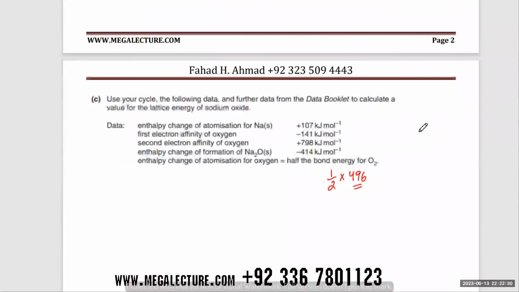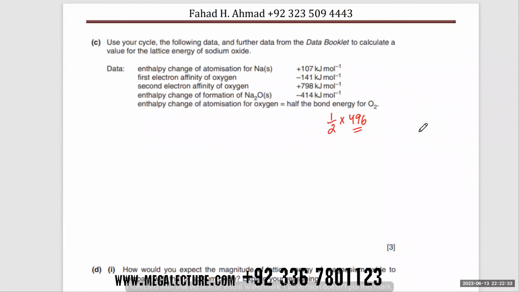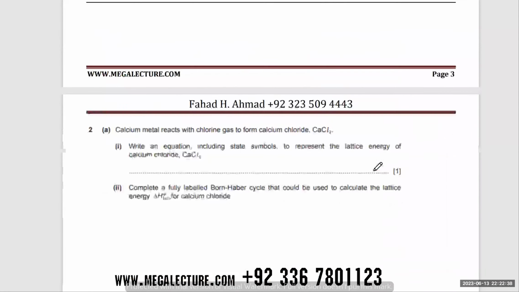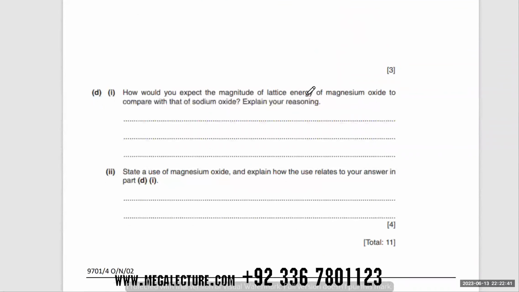The next one is the same exact question. We can do this part. How would you expect the magnitude of the lattice energy of magnesium oxide to compare with sodium oxide? Who's got the stronger lattice? Is it magnesium oxide, and why? Because it has a higher charge. Okay, so magnesium has the higher charge.